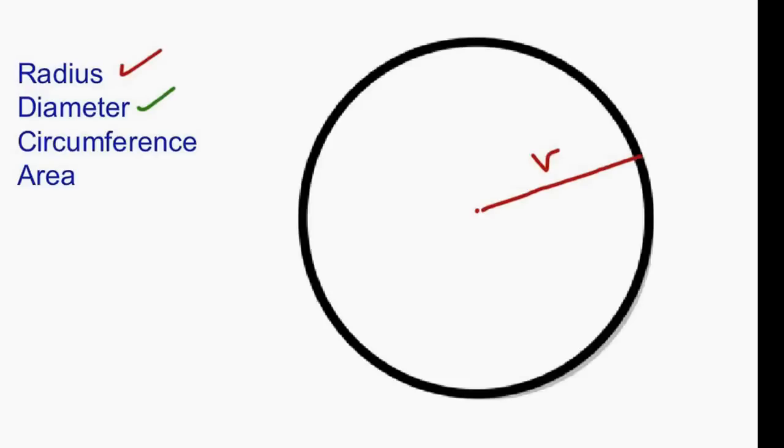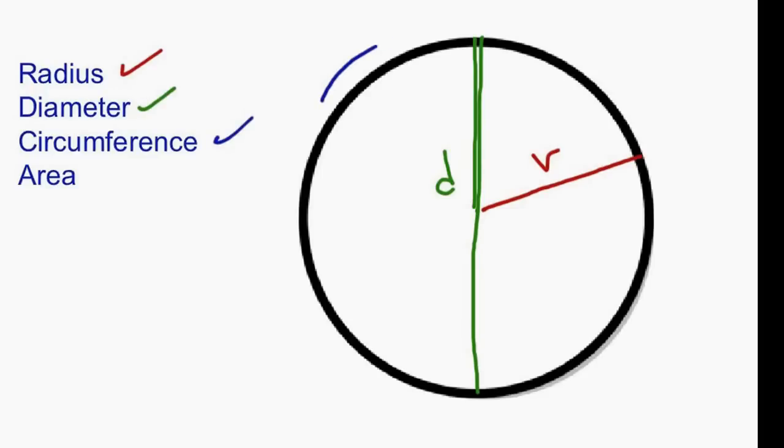Diameter goes from one side of the circle to the other side of the circle and goes through the center. And we use a D for diameter. If you notice, since the radius goes from the center to the outside, it's always going to be half the length of the diameter, or the diameter is always twice the length of the radius.